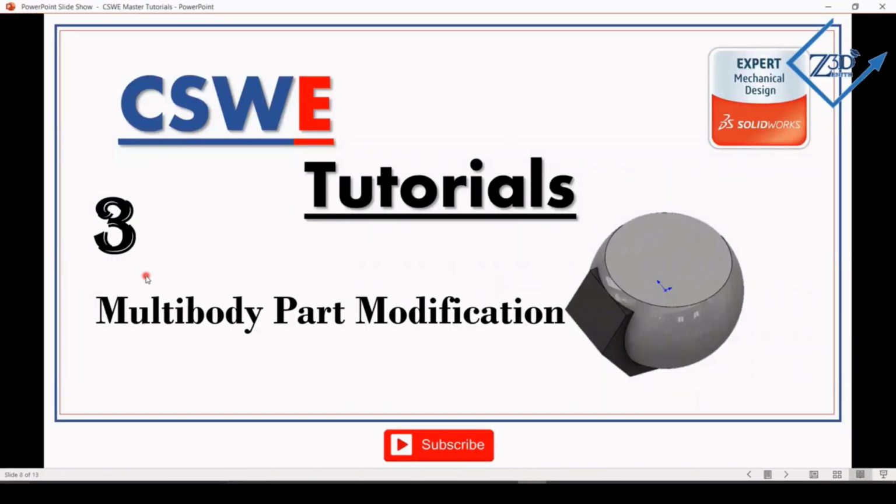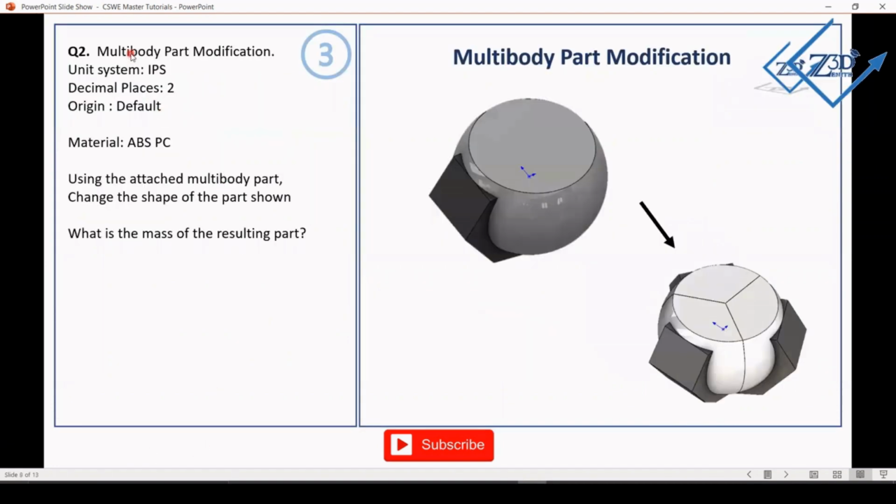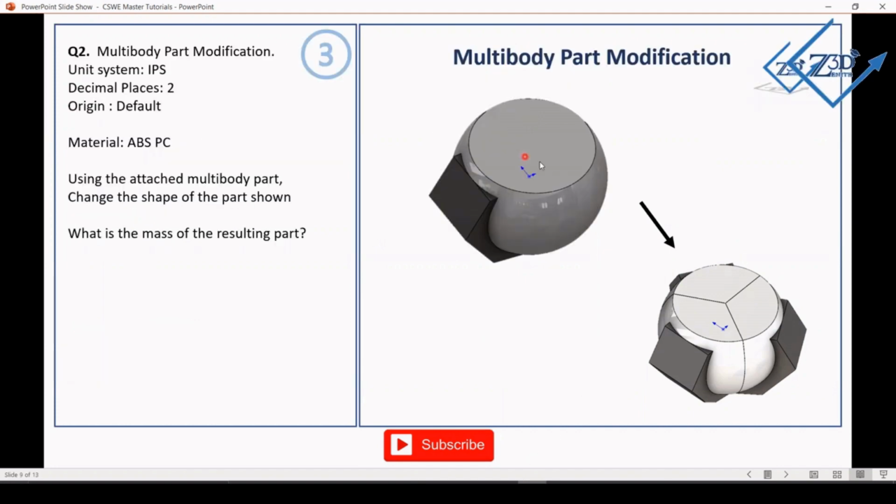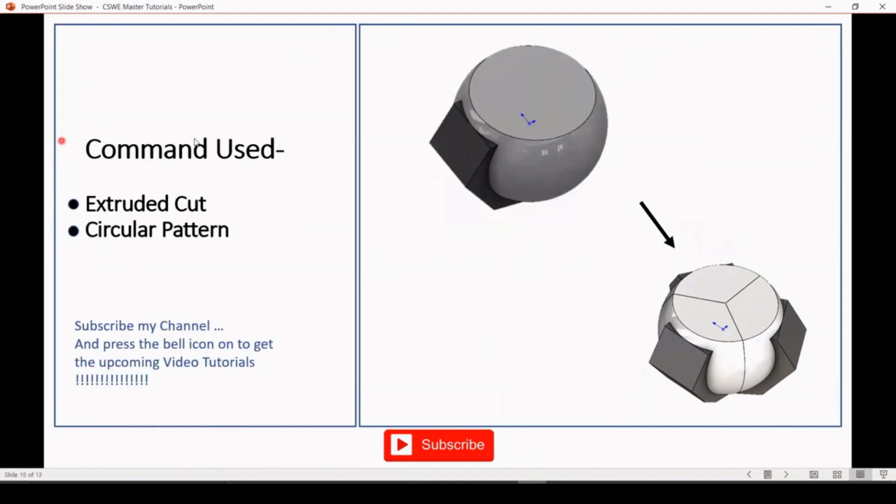Now moving to question 3, we have to do multi-body part modification. Here the unit is IPS, meaning inch pound second, and the material is ABS PC. Using the attached multi-body part, change the shape of the part shown in the image. You can see it on the right side of the image, and we have to measure the mass of the resultant part. Commands used here are extruded cut and circular pattern.